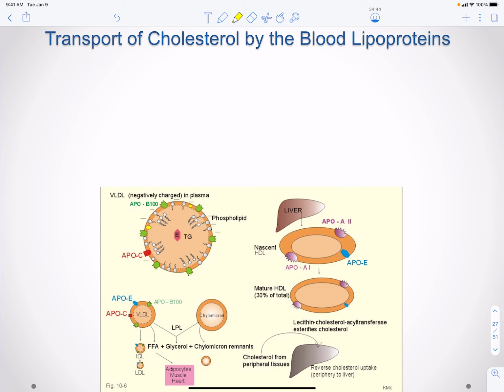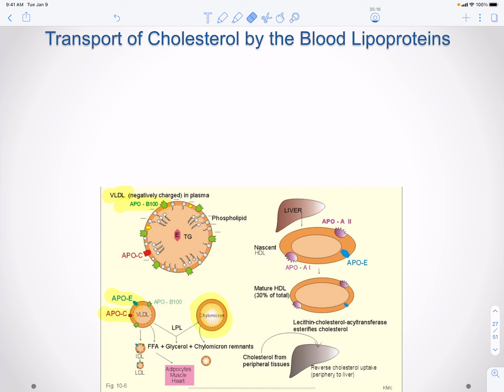So with these apoproteins, we have, of course, your very low density lipoproteins that have ApoB100. Here's your chylomicron. Your chylomicron is going to have ApoB48. It's not being shown here. You have ApoE and ApoC, and these are all going to be important for either function or targeting to other cells.